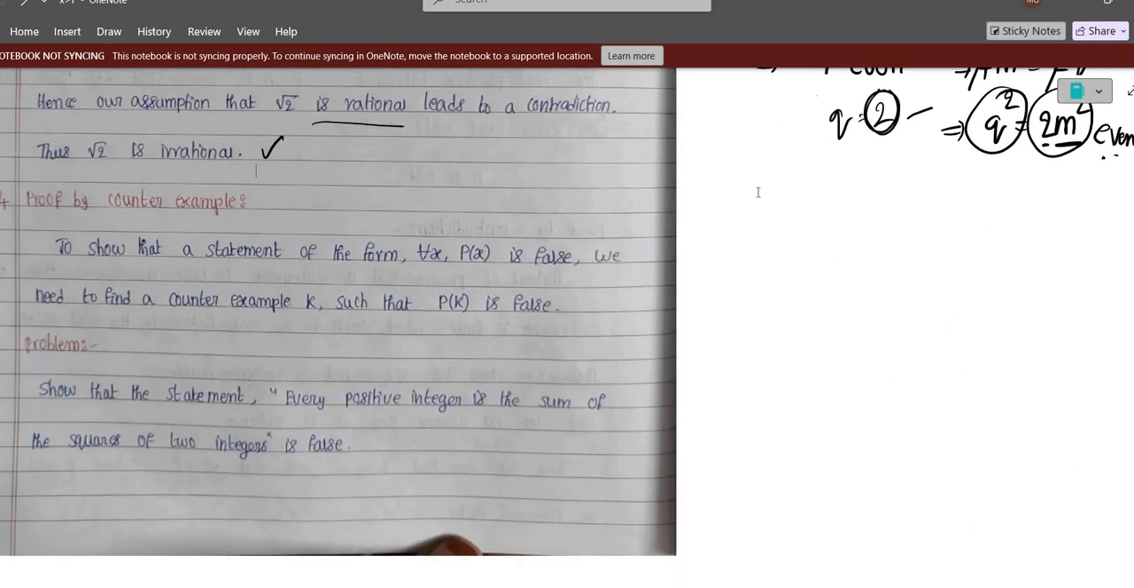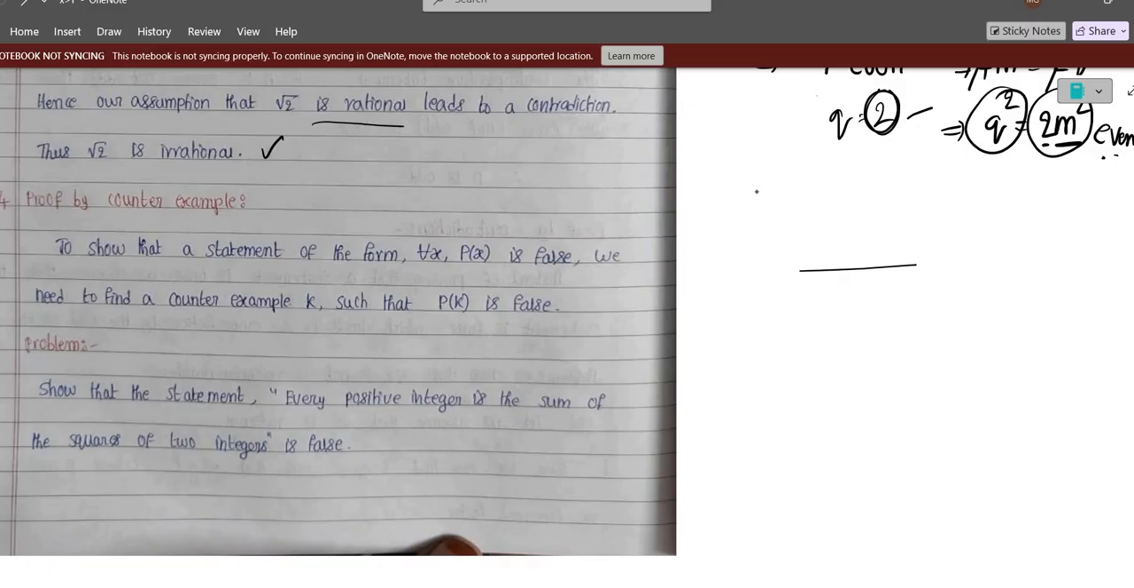Next, proof by counter example. Counter example means if they give one statement, we want to prove that one. But instead of proving that one, we give one example that shows the statement is false. So observe, to show that a statement of the form for all x, P of x is false, we need to find a counter example k such that P of k is false. If we give one example, then the proof is completed. That is called proof by counter example.